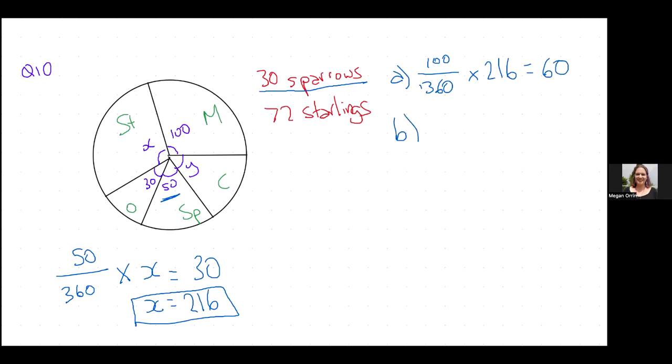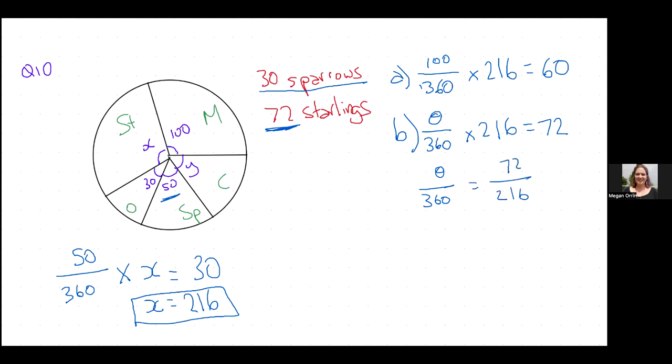All right, part B, what's that asking for? Angle X. Okay, so I don't know angle X, but I know it's out of 360, and I know that there are 216 birds in the park. And wait, what have I done here? Oh, it equals 72, right? Okay, because there are 72 starlings. There we go. So again, I'm going to divide this. So I've got the angle over 360 equals 72 divided by 216.